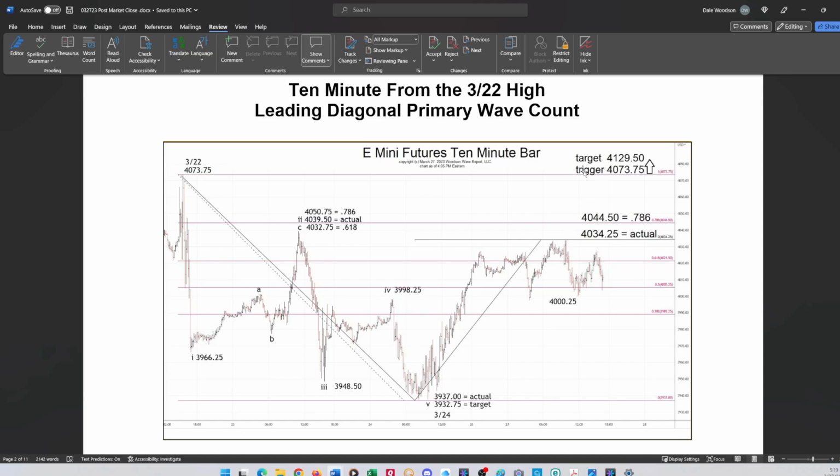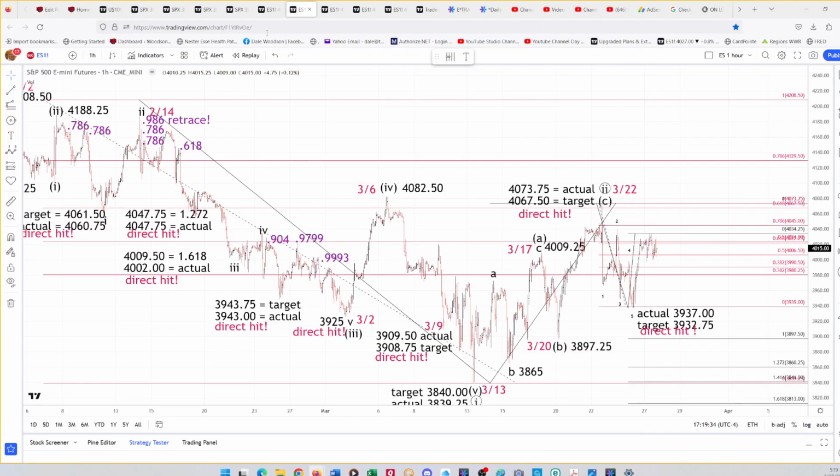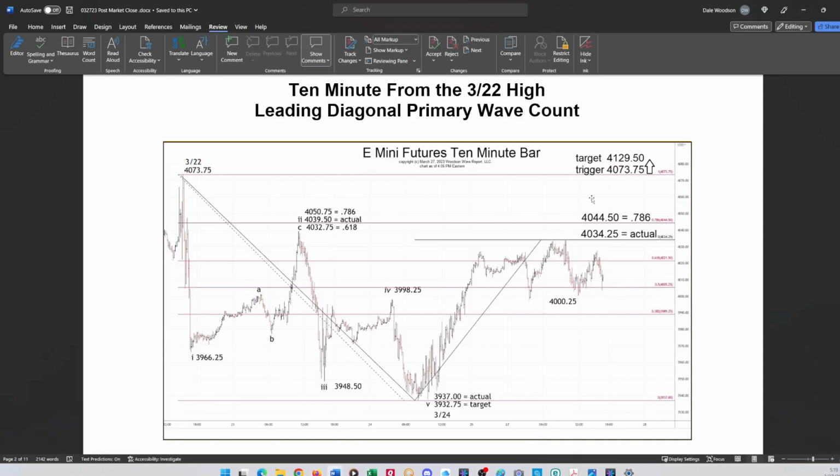So a move above this 40.73.75 high targets 41.29, which was a retracement on the hourly. Let me see if I have that on. I think it was the hourly. There it is right there, 41.29.50. So a move above here brings that target into play. So that becomes the trigger, if you will. Okay, let me get back, excuse me, to that chart. Yeah, so a move above that 40.73.75 brings in the hourly 0.786 retracement at 41.29.50.